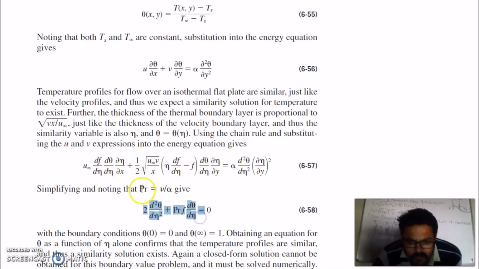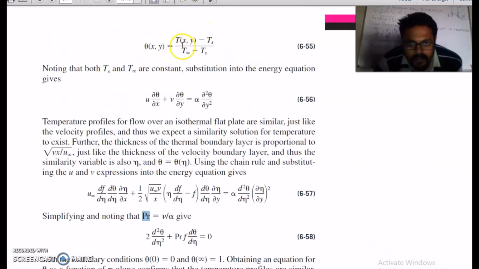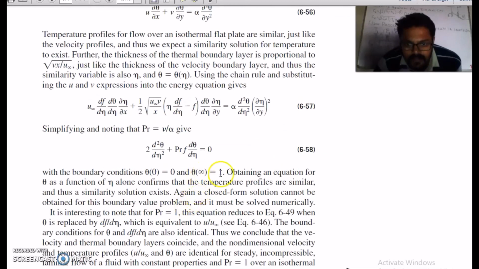you will get this equation, where this is the Prandtl number, which is the ratio of kinematic viscosity to thermal diffusivity, with the boundary conditions theta 0 is equal to 0, because at this point there is no temperature difference, and theta infinity is equal to 1. When you are away from the plate, you are in the free stream, then this T(x,y) becomes T infinity, and this will become 1. So your theta at infinity is 1.